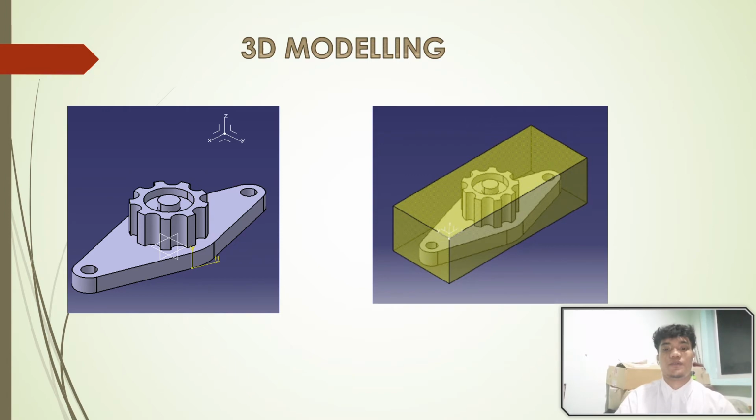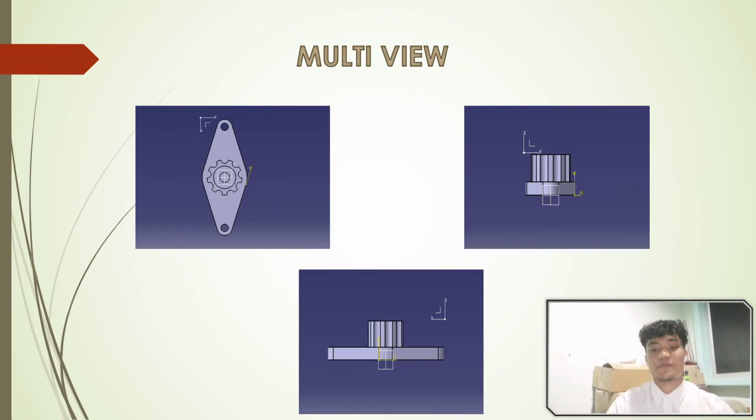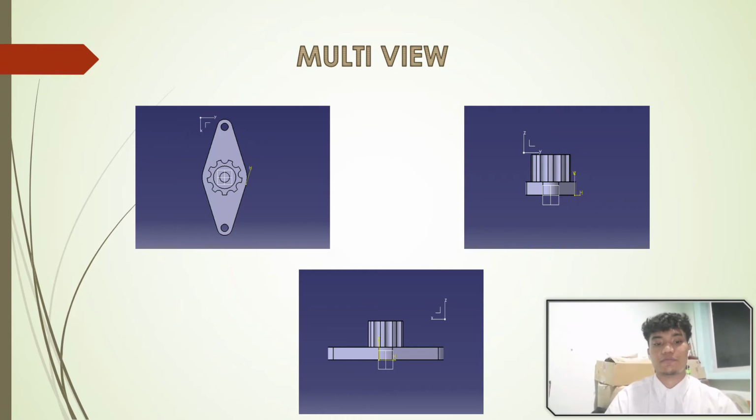So let's proceed to 3D modeling. From this slide we can see that there is a part and a part with stock. There is a multi-view, which consists of orthographic views: top view, side view, and front view.